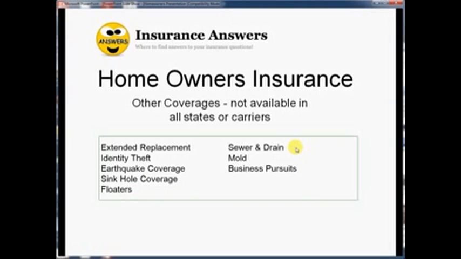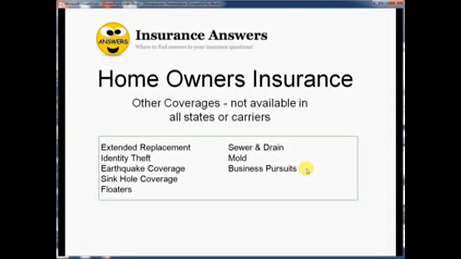Sewer and drain coverage. Again, if your drain overflows or backs up, you want to make sure you have coverage for damage that occurs to your home because of that. Mold may not be covered by all carriers and in all states, but it is available as coverage on homeowners policies. Check with your agent and carrier.